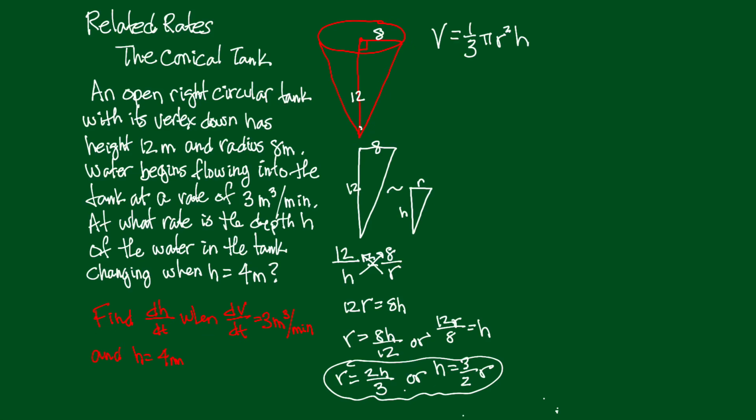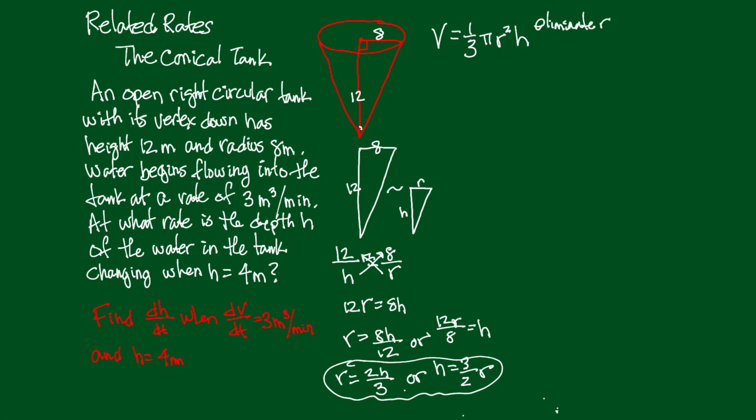Looking back at the information that we have, what I'm trying to find is this over here at the bottom left. I want to find dh/dt. So I think I want to have h's. Because I'm going to differentiate V, getting dV/dt, and I want h's over here because I want dh/dt. That means I should get rid of the r, all right? So the plan now is to eliminate r.